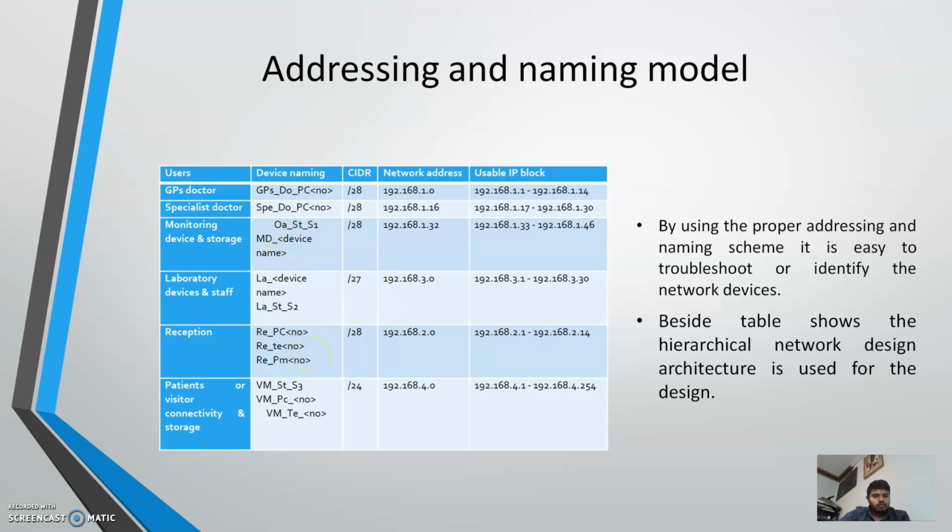To simplify the search for these devices, they may also receive a name. These names vary from individual names given to a computer through Windows system properties to host names assigned to a router. These are the usable IP blocks and network addresses. The table beside shows the hierarchical network design architecture used for the design.